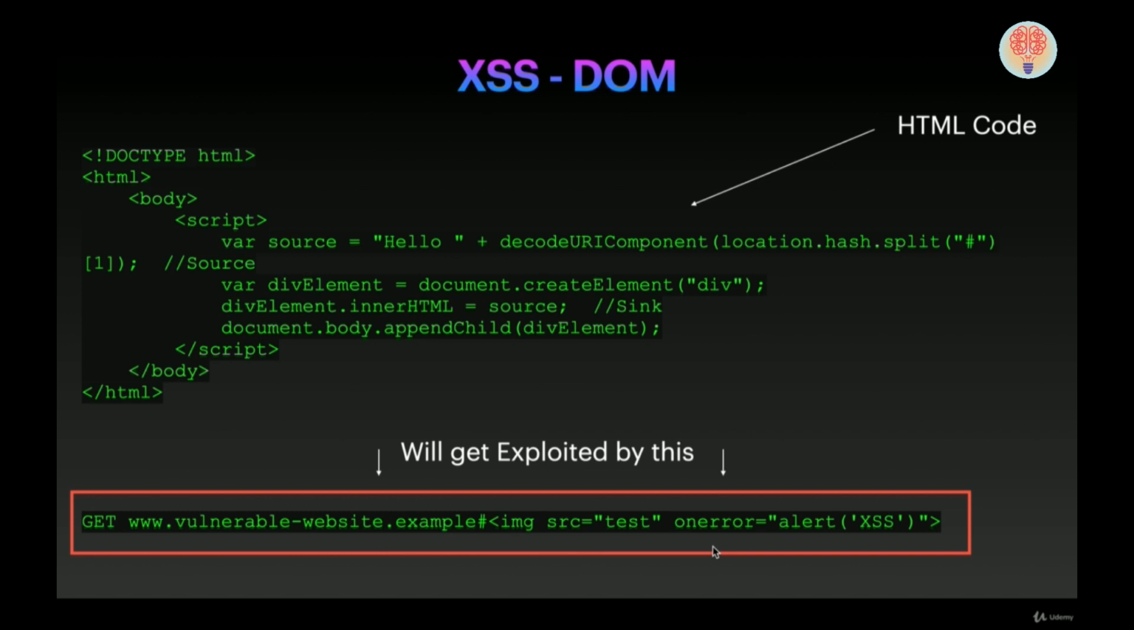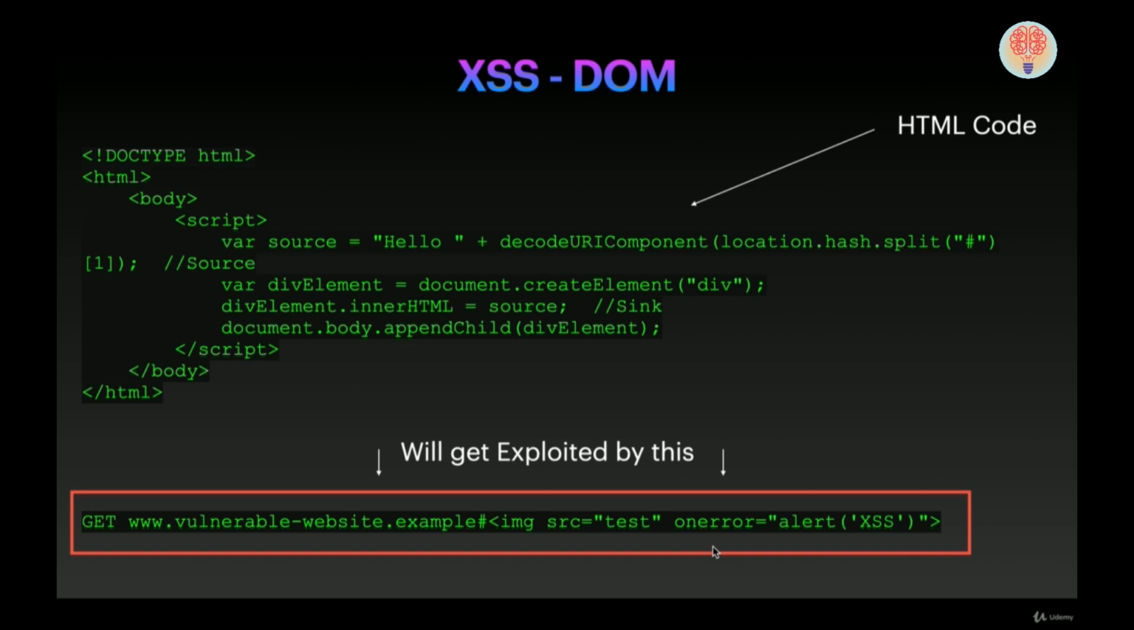And if you look below, var div element = document.createElement, div element dot innerHTML is equal to source. This is basically the sink where anything that has been given into it will come out. If you look at the bottom, there is exploitable code in which an attacker sends a GET request to the vulnerable website which has the above code running.